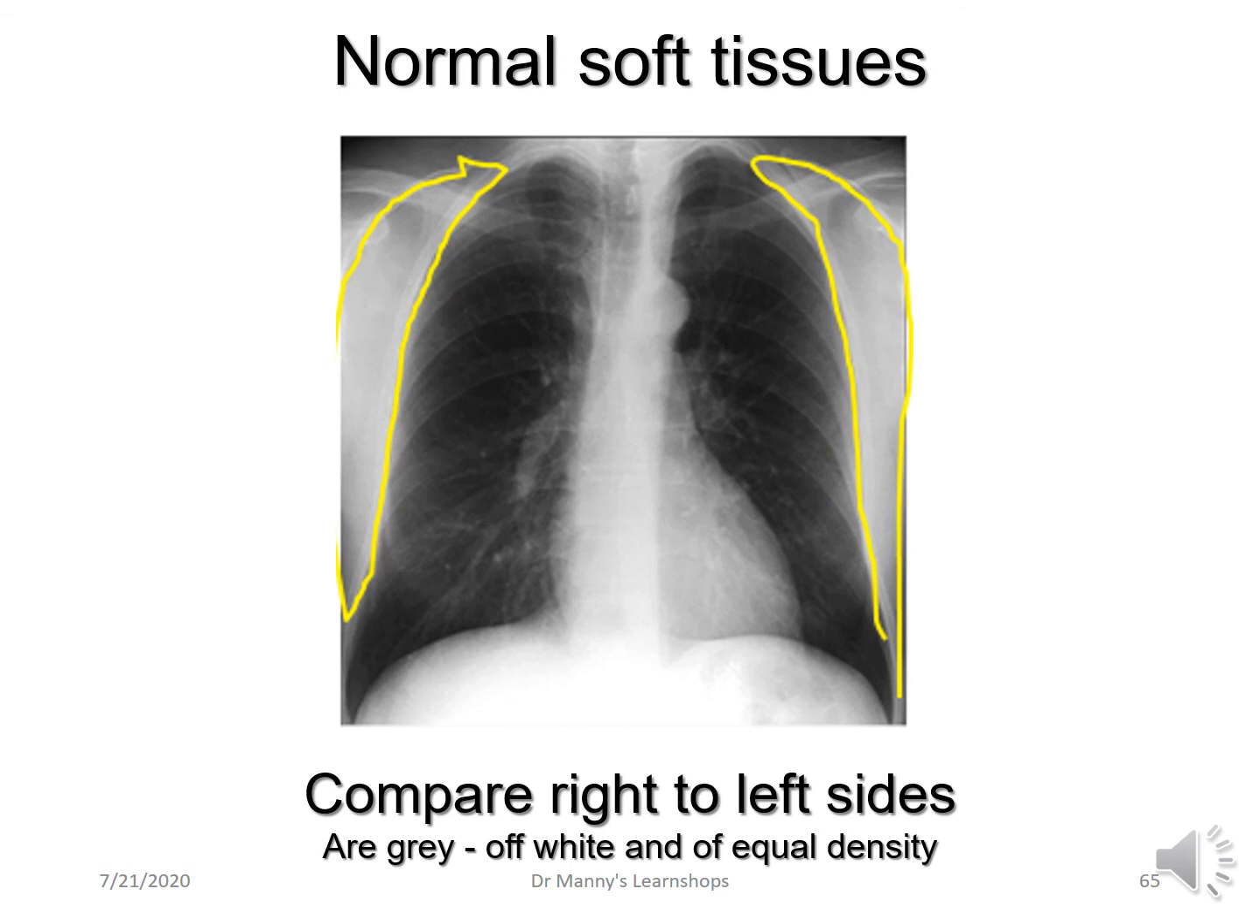Then look at the soft tissues. And the soft tissues are the outer areas, and they're typically grey or off-white and of equal density. If you see blackness in there, that could indicate subcutaneous emphysema. If you see increased whiteness there, it could be a hematoma or a collection of fluid or an abscess, which you would have already identified on clinical assessment, on physical assessment.